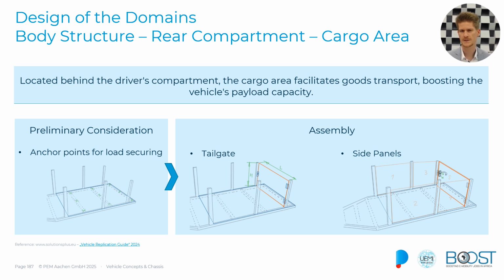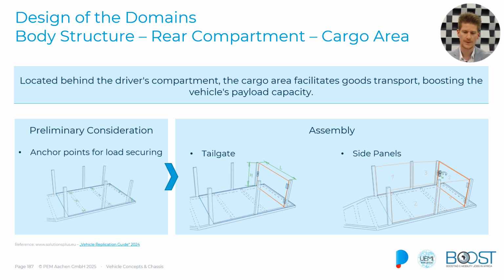A very important thing is that you have to think about what use case you have and which kind of payload you want to have, which might be completely different to what might occur regarding payload if you want to carry people around. So it might be that you expect or see some higher loads with this cargo use case. Again, we will have some preliminary considerations, so where are the anchoring points for our securing of the load. Then in the assembly area, okay, where do we want to have our tailgate and where do we want to have some side panels to stop things from falling out of the vehicle.